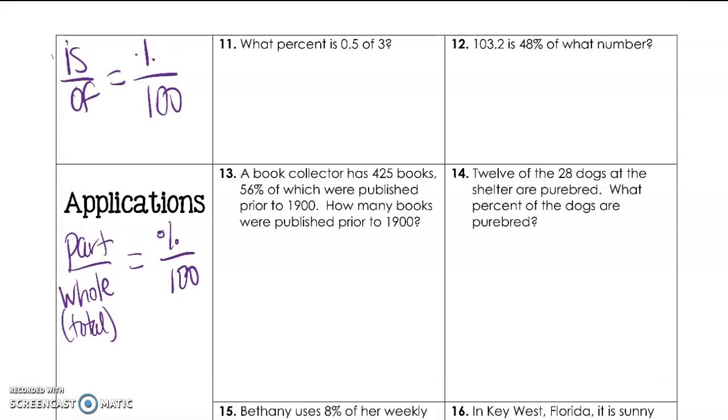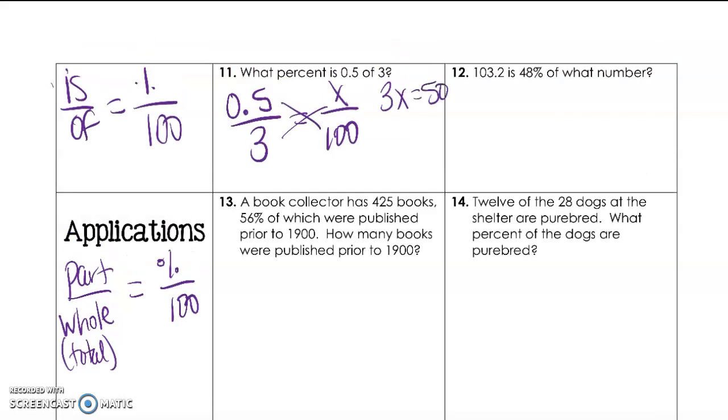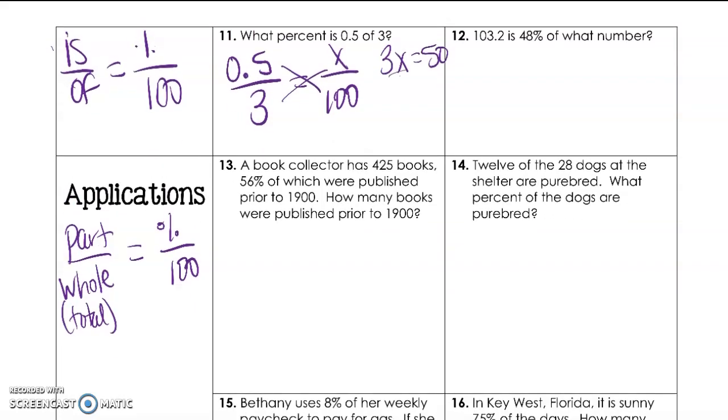All right, so just to remember with number 11, what percent is 0.5 of 3? So 0.5 is my is, 3 is of, percent out of 100. So we're going to put an x where the percent is. Then we cross multiply. 3x is equal to 50. Divide by 3, and we get 16.6 repeating percent.